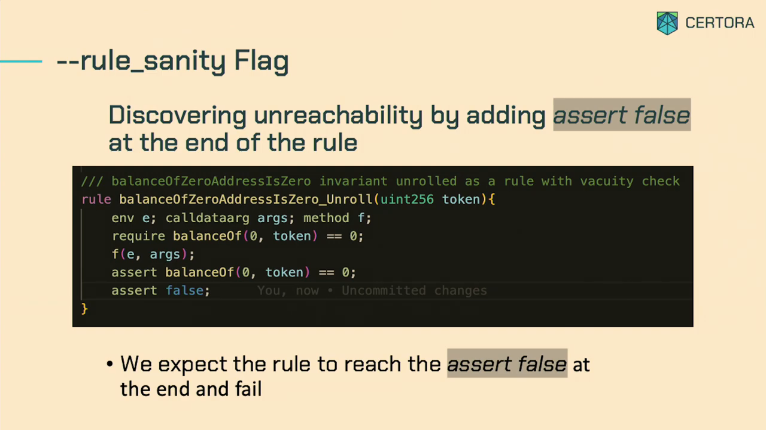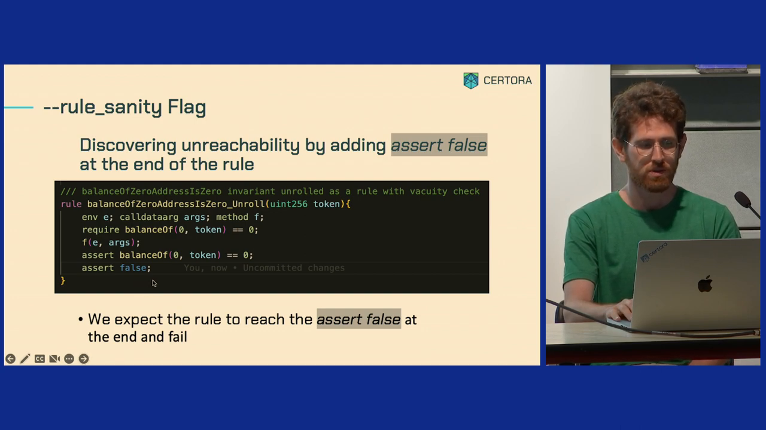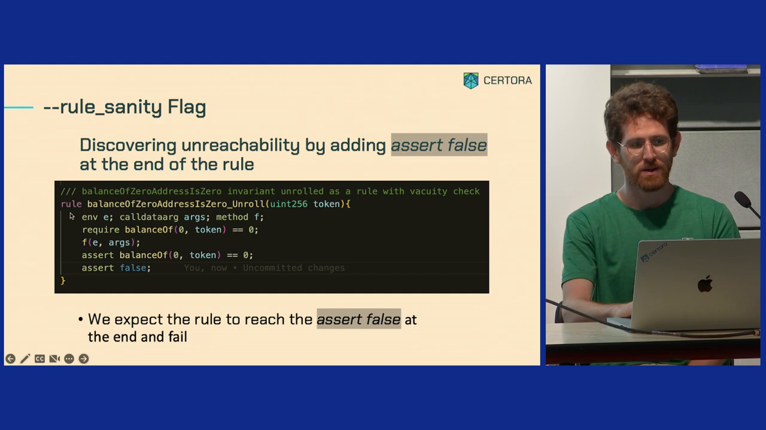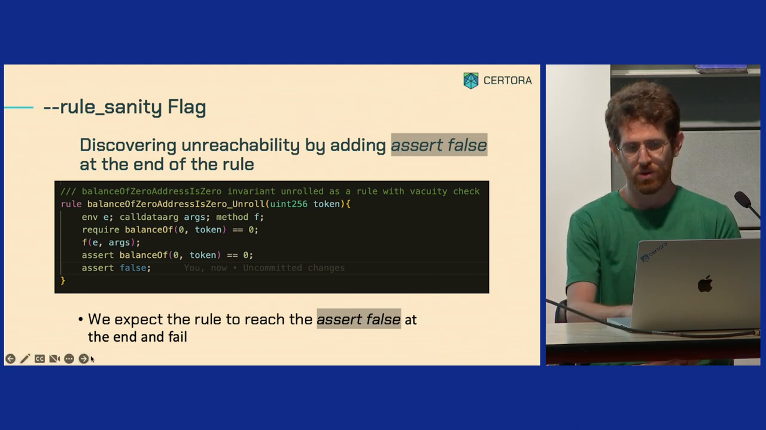No. Okay, so let's see how we can catch this kind of issue, this kind of bug in our rules. And we can do it very easily by adding assert false at the end of the statement of the rule that we wrote. So you may notice that I have a rule here and we used an invariant. The way that invariants are implemented is they are transformed into rules behind the scenes. So I just unpacked the invariant into a rule just to add an assert false at the end.